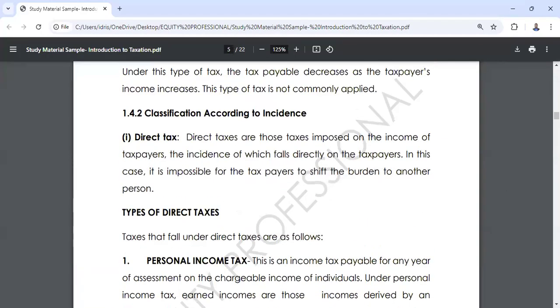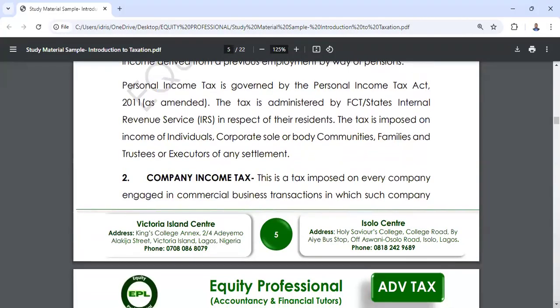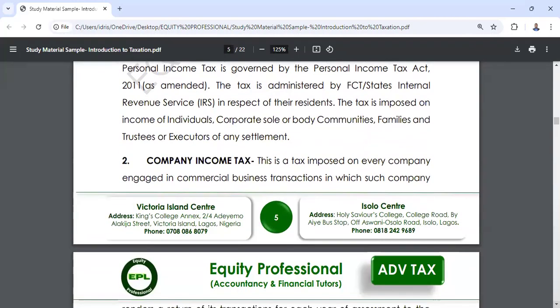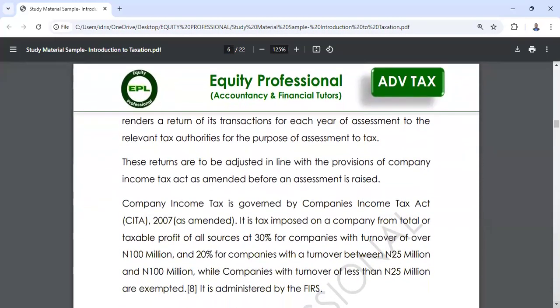Under direct tax, we have different types of tax. Number one of them is personal income tax. Number two, company income tax. Company income tax is a tax imposed on a profit derived by companies. When a company makes a profit at the end of the year, they will pay tax on that profit. And the kind of tax that they pay on that profit is called company income tax.